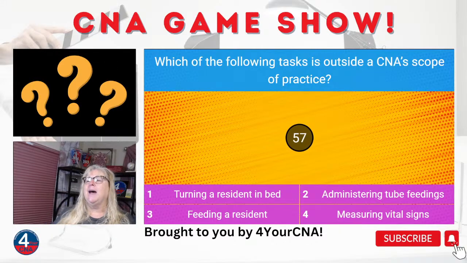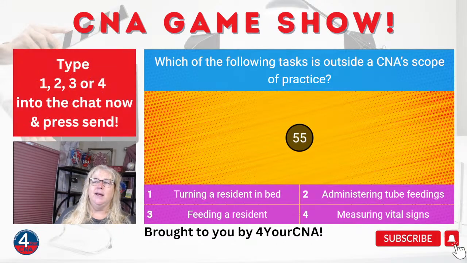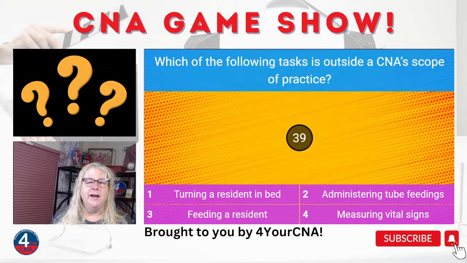Which of the following tasks is outside of a CNA's scope of practice? 1, turning a resident in bed. 2, administering tube feedings. 3, feeding a resident. Or 4, measuring vital signs. So go ahead and lock in your final answer, 1, 2, 3, or 4. Which of the following tasks is outside of a CNA's scope of practice?